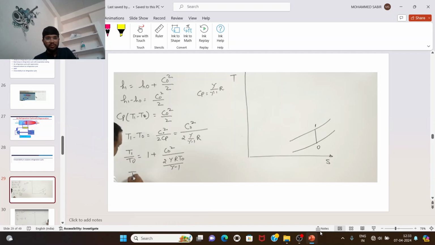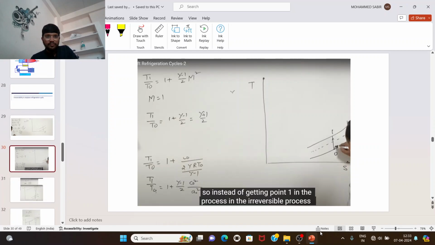How can you write Cp? Cp is gamma upon gamma minus 1 times R. You can then say T1 minus T naught is equal to 1 plus (gamma minus 1)/2 times M square. This is basically the Mach number. If M is greater than 1, the flow is supersonic. By using the Mach number, we define sonic and supersonic conditions.